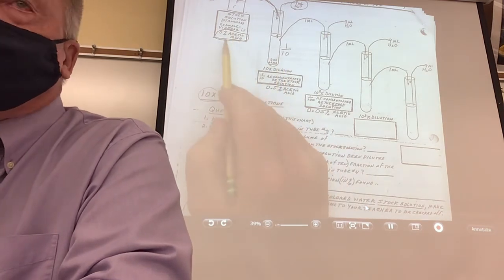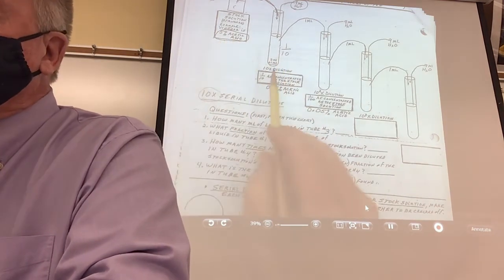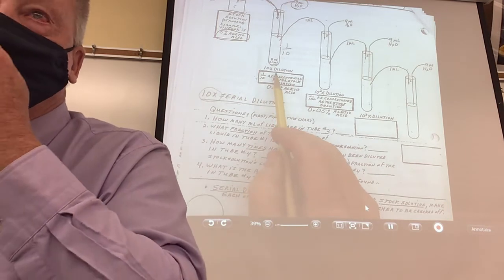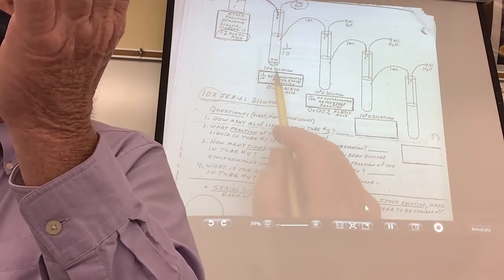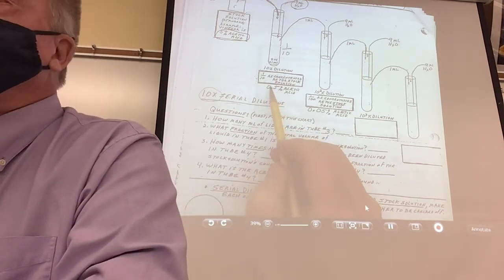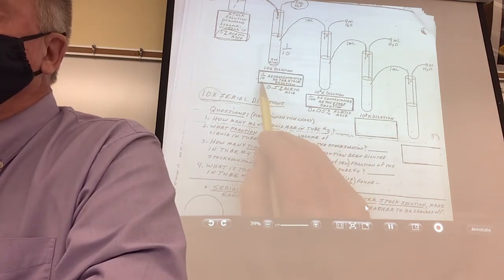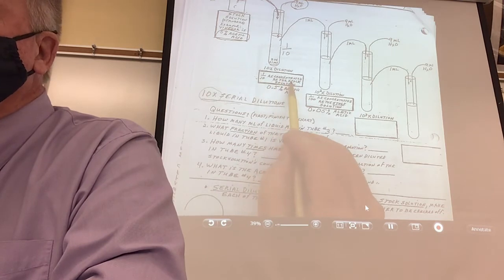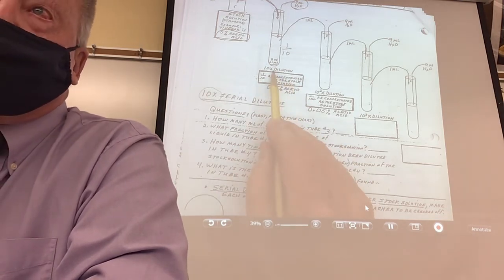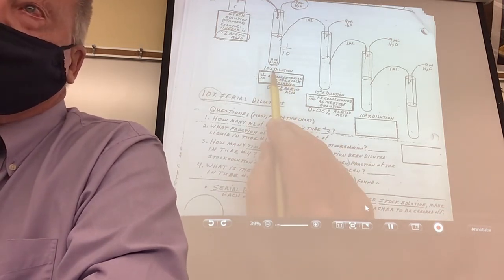If this was 5%, then what is this going to be? This is powers of 10 too. What is it? 0.5. Get it? Now, another way of saying this, it's 1/10 as concentrated as the stock, or you call it a 10x dilution. It's been diluted 10 times.